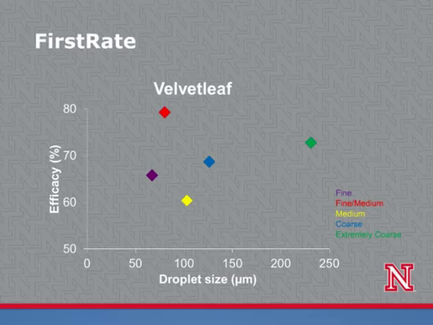The control with FirstRate on velvetleaf was a much different story. We need to keep in mind the particular species that we're looking at trying to control, as well as the product that we're using. With FirstRate, we got very variable results, as you can see, with control ranging between 55 and 80% control on the velvetleaf, but really no real tie to the droplet size.